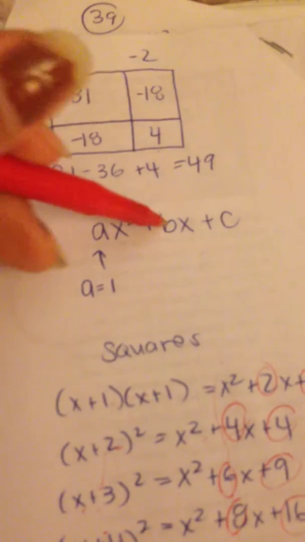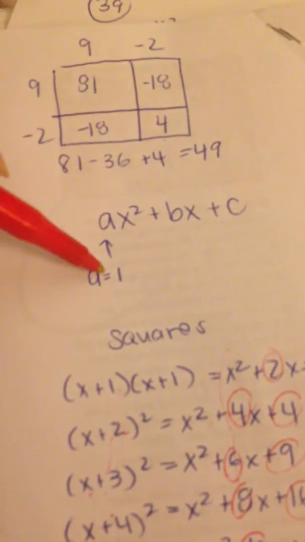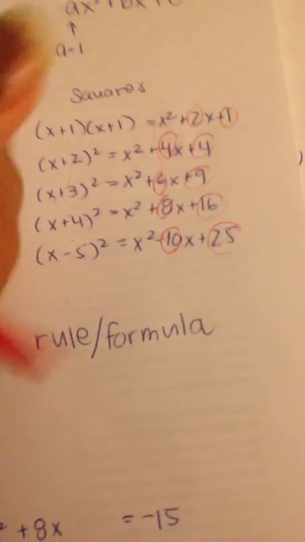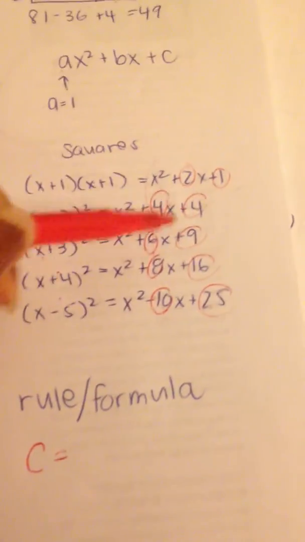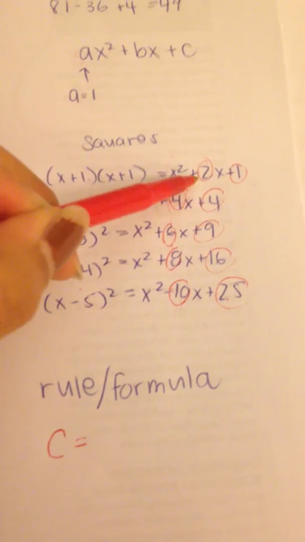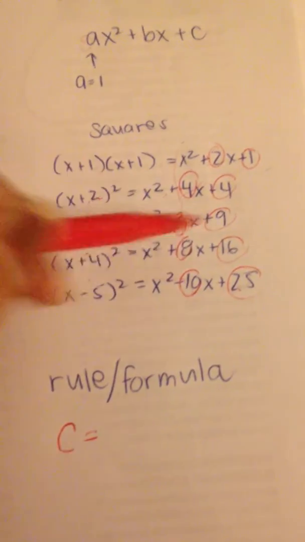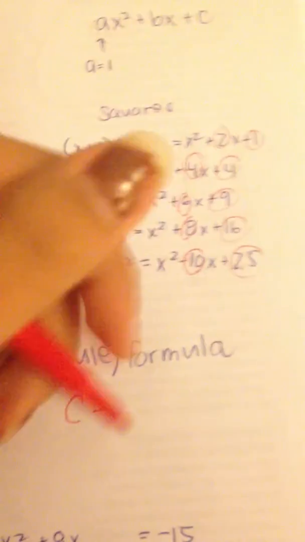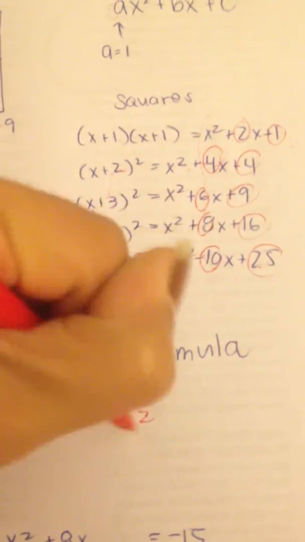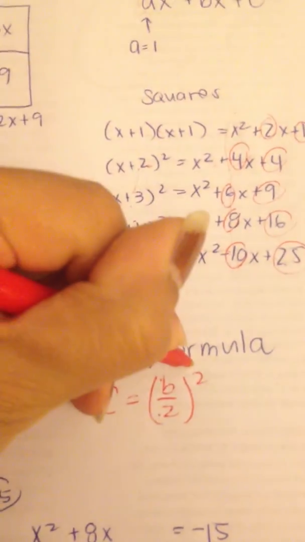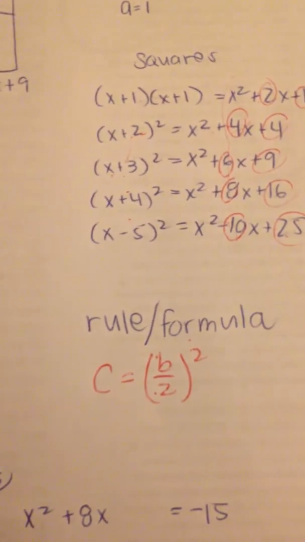So the rule to go from, this is all in the form ax squared plus bx plus c with an a value of 1. There's no number in front here. The rule in general is that your c value, this last number, is going to equal your b value divided by 2 to get this number, and then square it to get the c. So usually you see it like this: b, divide by 2 first, and then square it. Good?